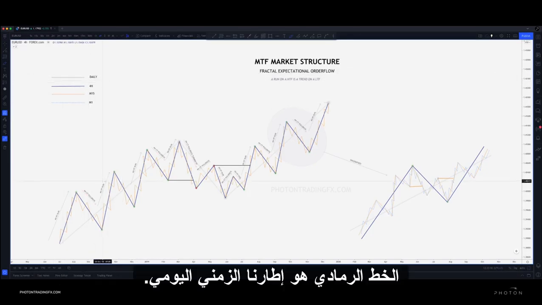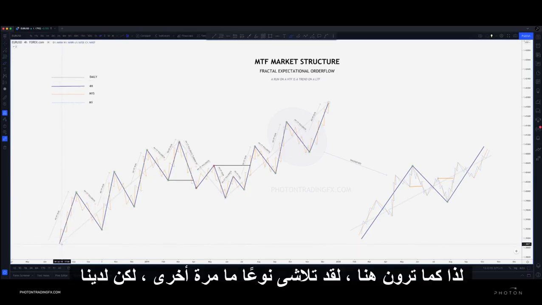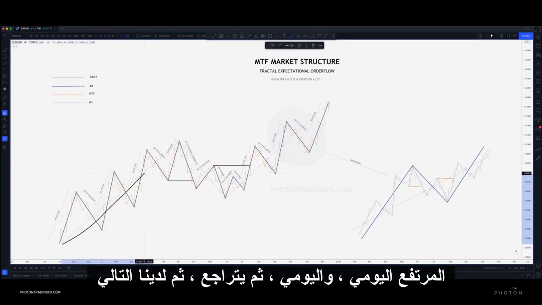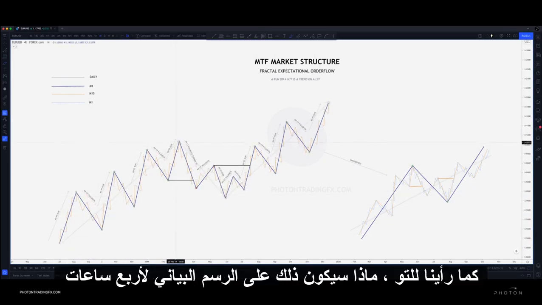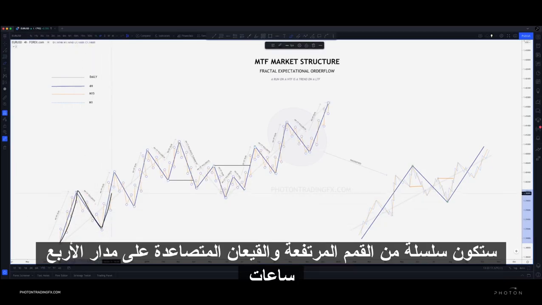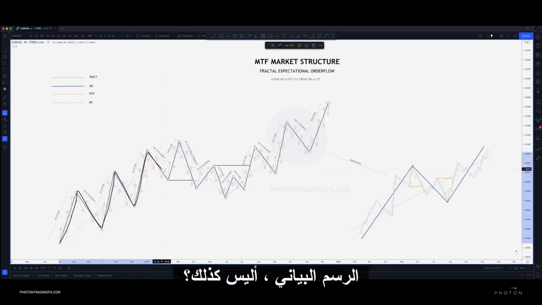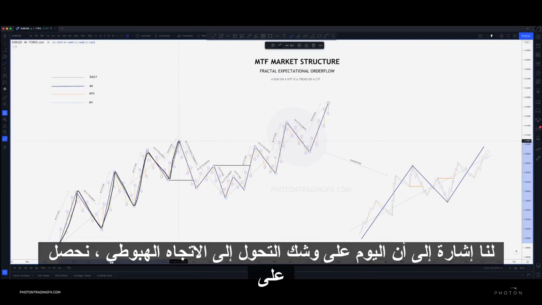The grey line is our daily time frame. As you can see here, it's kind of faded at the back, but we have a daily higher high. The daily then pulls back, and then we have the next daily pro trend run there. Now, as the daily moves up, what would that be on the 4 hour chart? That will be a series of higher highs and higher lows on the 4 hour chart as the daily makes that run.